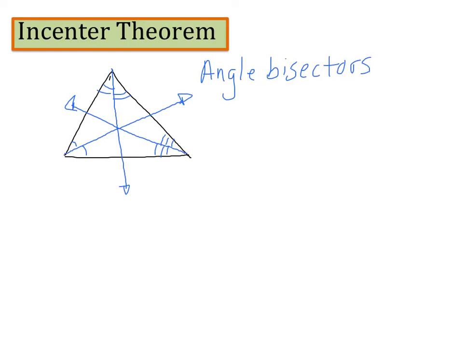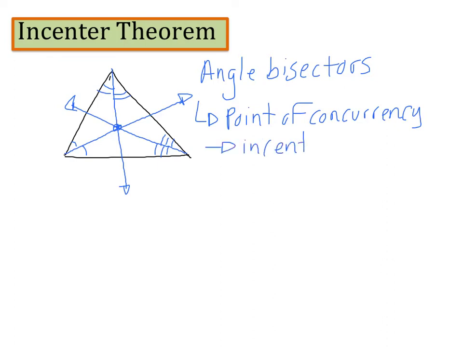Now the angle bisectors also have a point of concurrency. But we have a different name for that. The point of concurrency for angle bisectors, we refer to that as the incenter. So for perpendicular bisectors, it's called the circumcenter, and for angle bisectors, it's called the incenter. So here, let's name the incenter point A, and let's name these points B, C, and D.